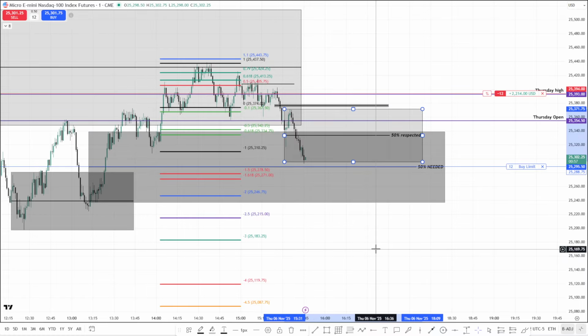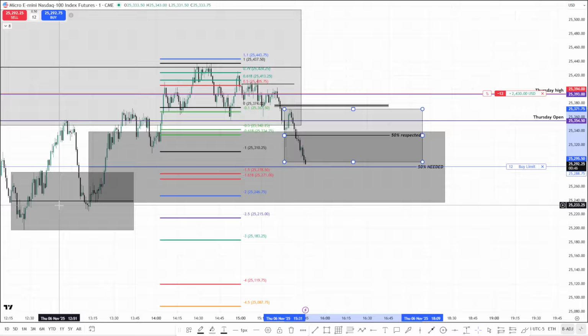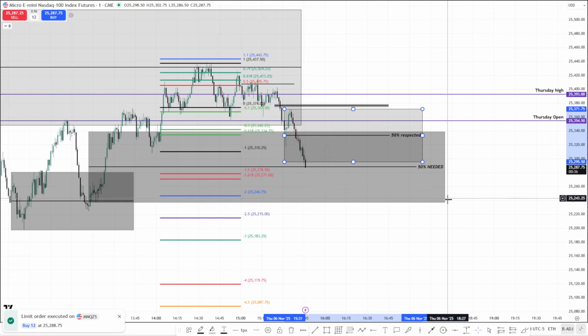So we got gaps that are, I'm sorry, we got ranges that when it doesn't leave a 50%, that's a clue that it needs to come back and at least tag 50% of that. And this is the new theory that I'm working on. Boom, 50% tagged of a range that didn't have it after tagging 50% of this range.